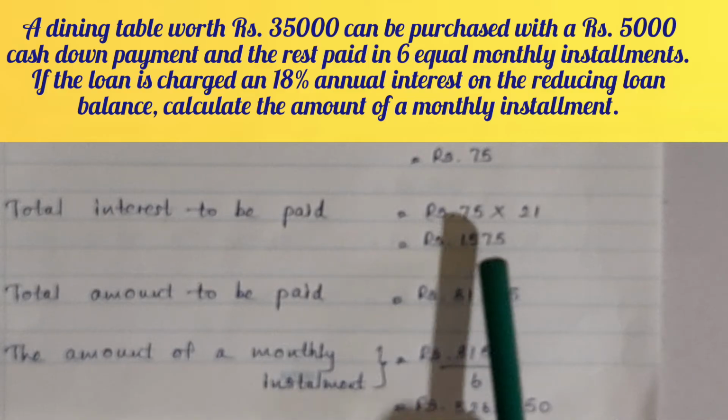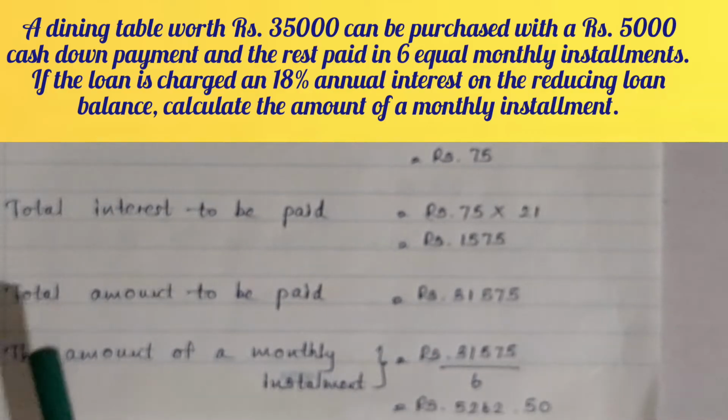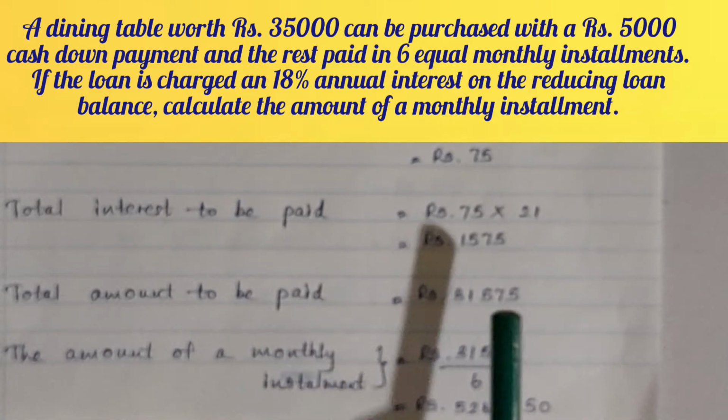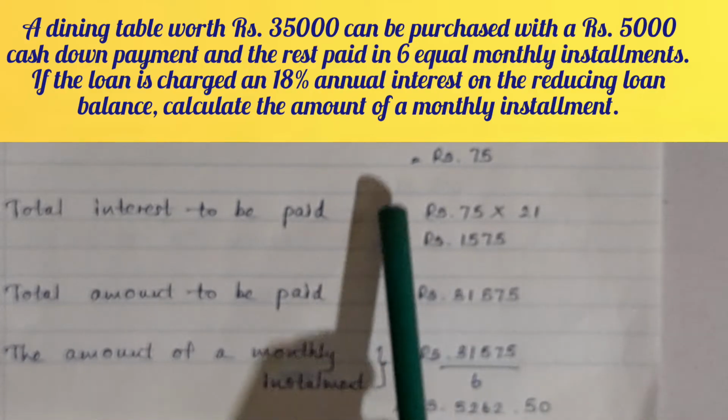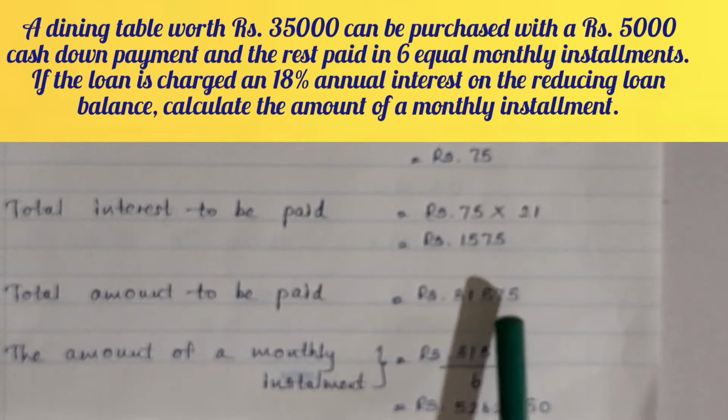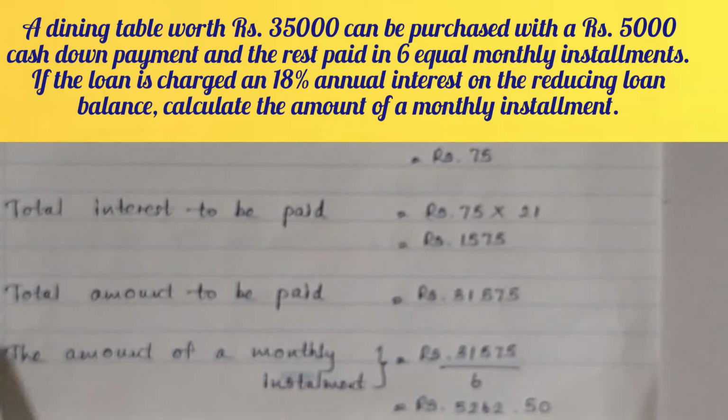Total interest to be paid can be found by 75 rupees multiplied by 21. That is 1,575. So total amount to be paid can be found by 30,000 rupees plus this total interest. So that is 31,575. We got the same answer by using the long method.